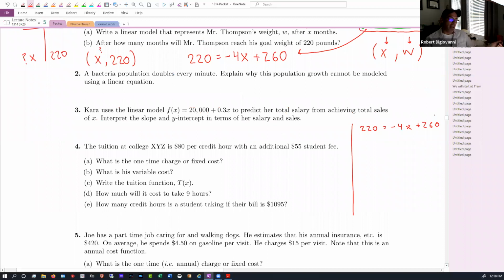We want to know when 220 equals negative 4x plus 260. So I need to solve for x here. I'll subtract 260 on both sides. That'll give me negative 4x equals negative 40. And then I'll divide both sides by negative 4. And I'll get 10, because negative 40 divided by negative 4 is positive 10. So it will take 10 months for him to get to his goal weight of 220 pounds.